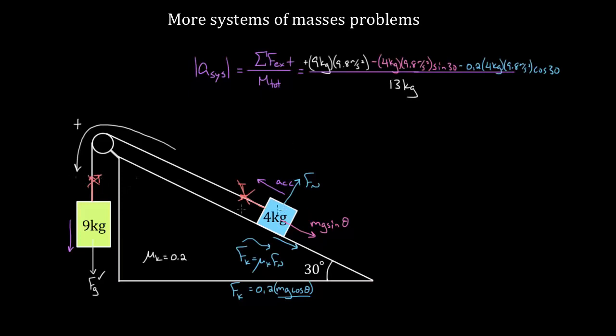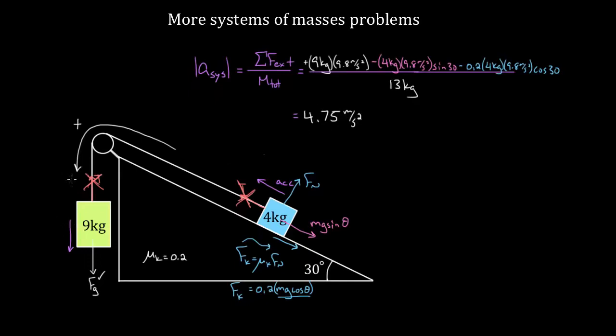That's what this trick allows us to do. By treating this two-mass system as a single object, we get to neglect any internal forces because internal forces always cancel on that object. And so if we just solve this now, we just solve this, calculate, we're going to get 4.75 meters per second squared is the acceleration of this system. So this 4 kilogram mass will accelerate up the incline parallel to it with an acceleration of 4.75 meters per second squared, and this 9 kilogram mass will accelerate downward with a magnitude of 4.75 meters per second squared.